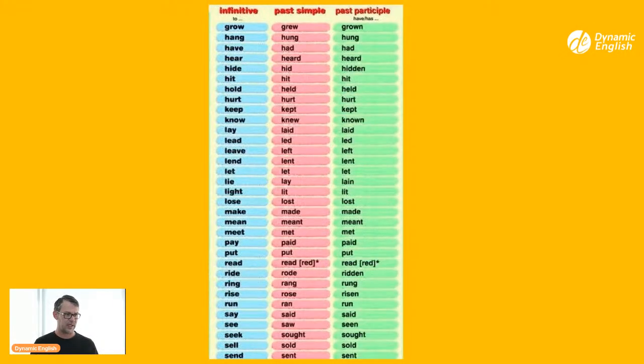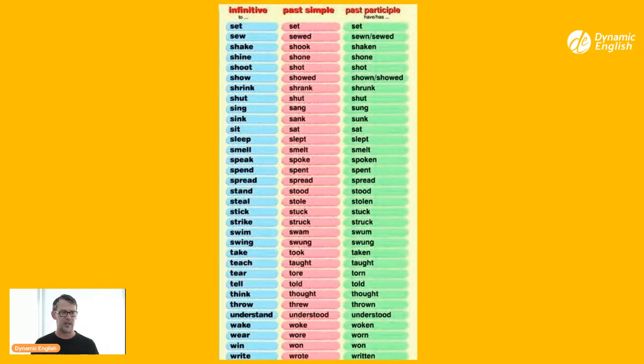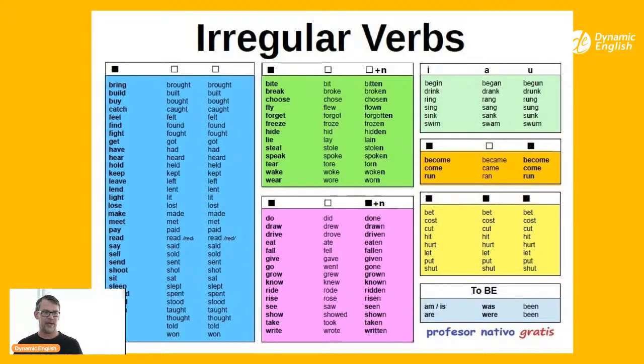Okay, so here we have the list. So you're seeing more of the list. Next, here we have groups. So in today's class, if you can see this graphic here, I want you to maybe take a screenshot and look at this graphic and see how we can group our irregular verbs so that they're not so complicated.